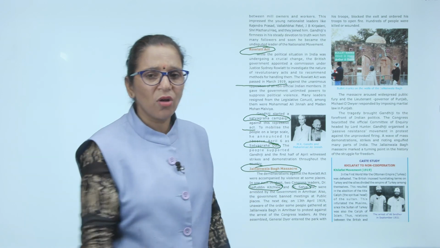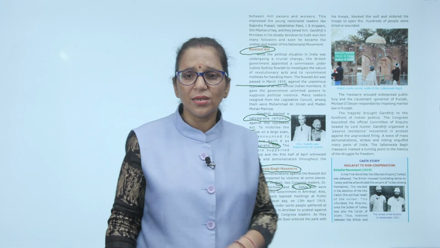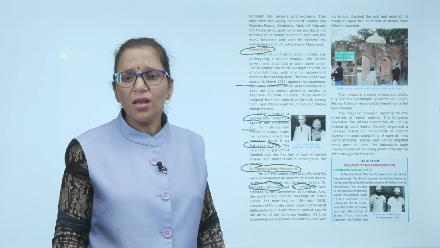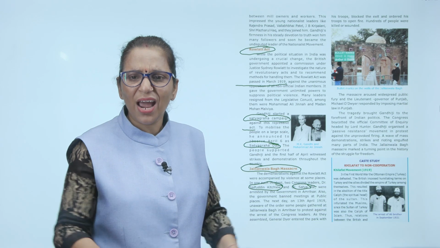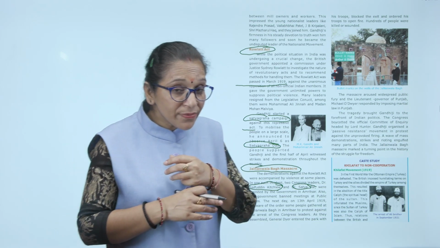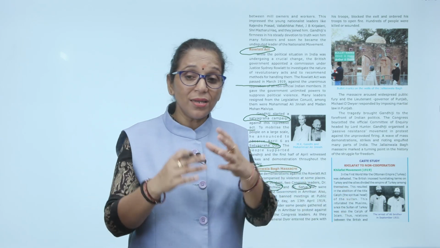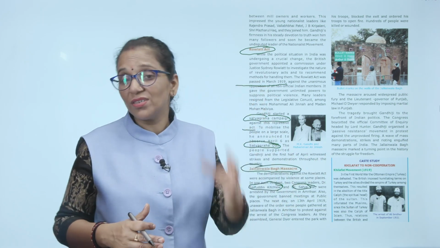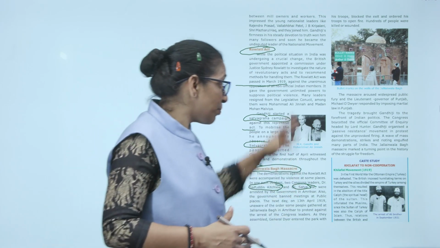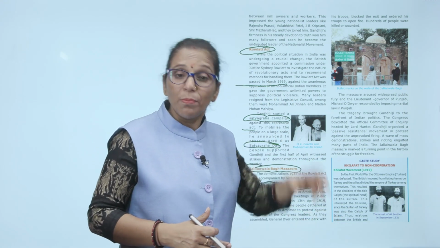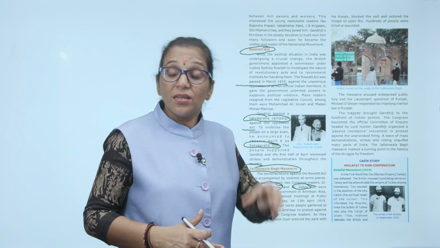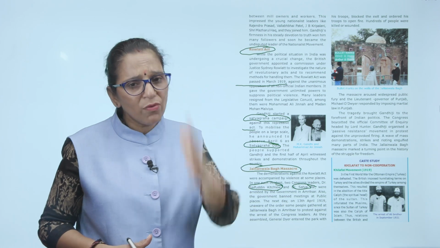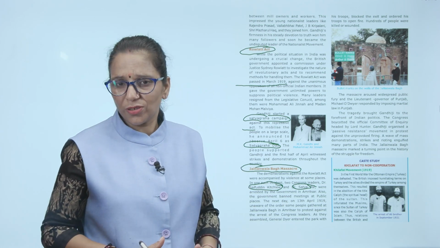The Congress boycotted the official committee inquiry headed by Lord Hunter. Gandhiji organized a passive resistance movement in protest of Jallianwala Bagh. A wave of mass demonstrations, strikes, rioting, lots of things happened. Political instability. The Jallianwala Bagh massacre marked a turning point in the history of the struggle for freedom. After that, the Britishers also humiliated the Indians, but still the Indians never left their agitation, their fight, their rebellion, their movement against the Britishers.